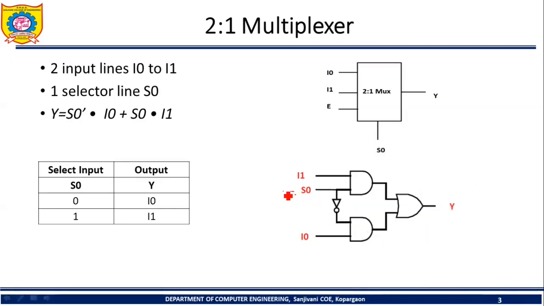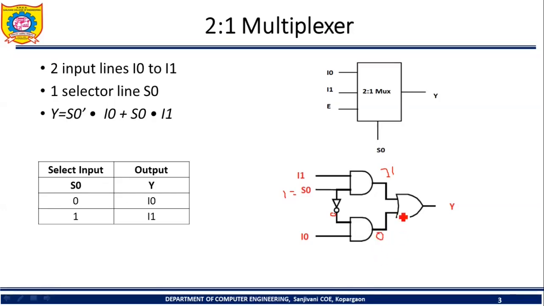Suppose S0 is 1. So when S0 is 1, we are expecting that the output should be I1. When S0 is 1, which input line will get selected? I1. So see what will happen here. So this 1 dot I1. So 1 dot I1, what will be the output of this AND gate? It will be I1. Then the input to this NOT gate is 1, so the output will be 0. So due to this 0, what will be the output of this particular AND gate?